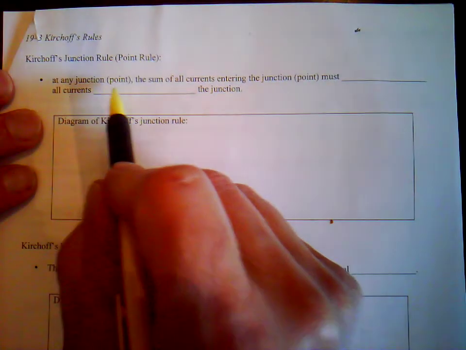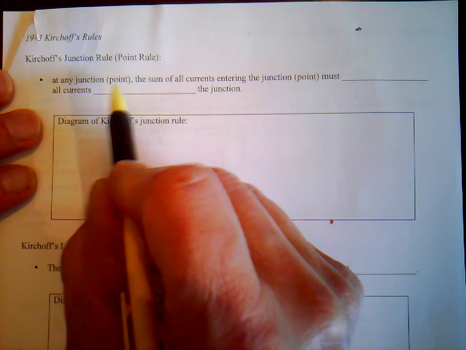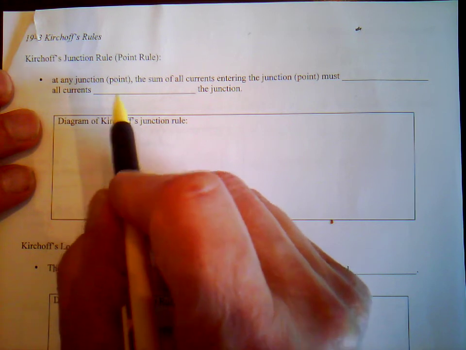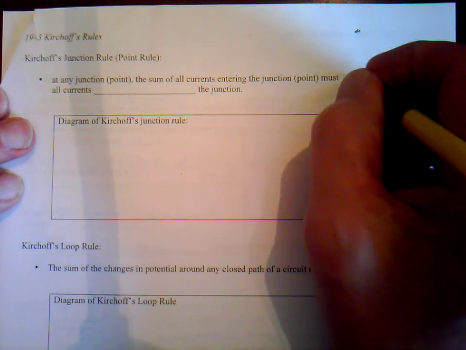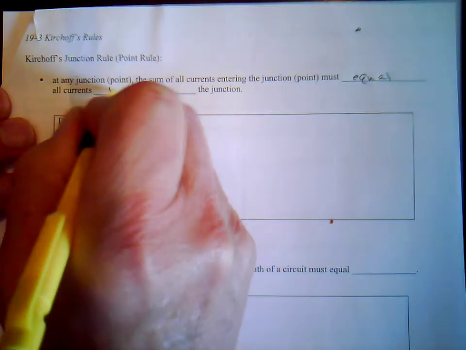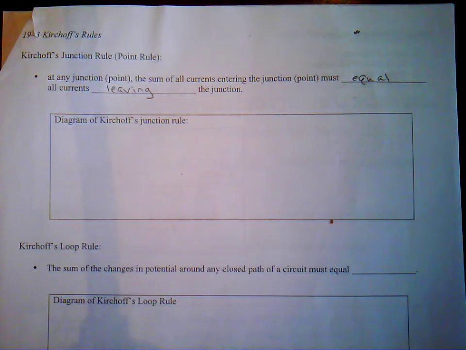So, Kirchhoff's junction rule has to do with currents. At any junction or point, sometimes called nodes, the sum of all currents entering the junction or point must equal all currents leaving the junction or point. All currents going in must equal all currents going out.